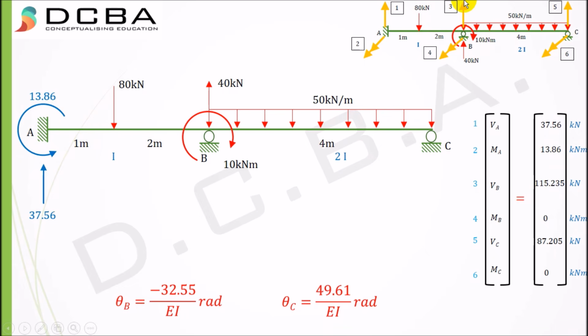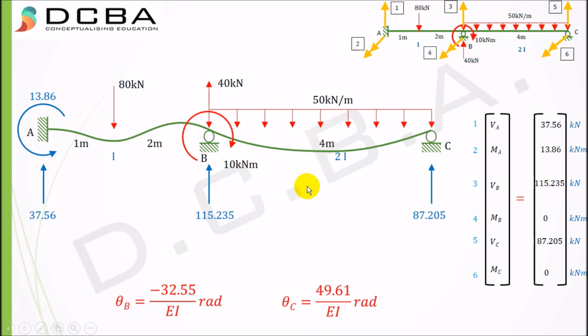Again, upward force or upward reaction. So here I get 115.235 kilonewton, again 87.205, and everything else is 0. And this is how my beam gets deflected, with this being theta B and this being theta C. Theta B is minus 32.55 by EI, theta C is 49.61 by EI. If you see here, even this is in conformation with our sign convention. That is, we got here minus 32.55, which means that my beam is getting rotated in a clockwise manner.